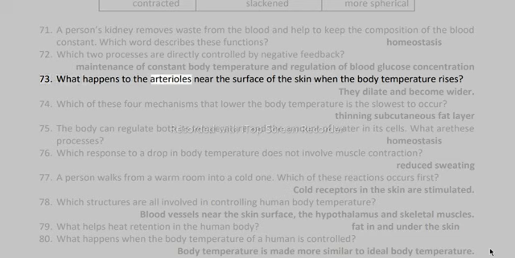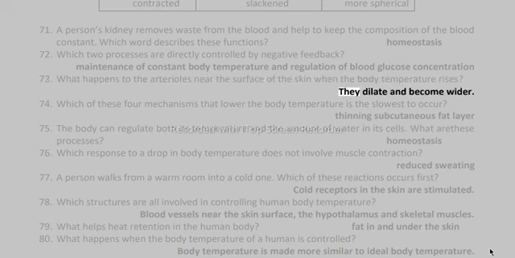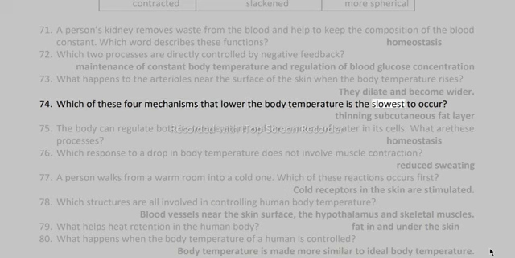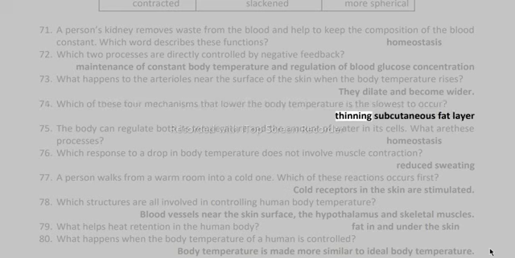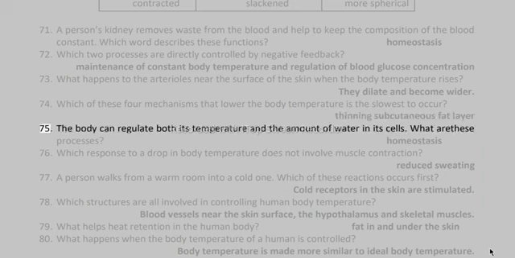73. What happens to the arterioles near the surface of the skin when the body temperature rises? They dilate and become wider. 74. Which of these 4 mechanisms that lower the body temperature is the slowest to occur? Thinning of the subcutaneous fat layer.